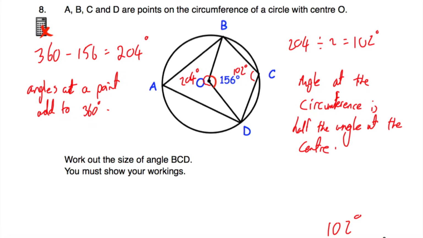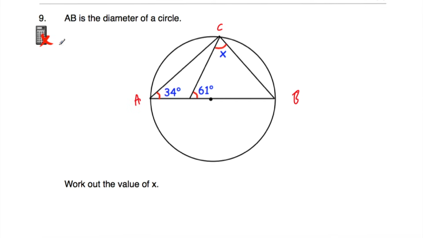Okay, let's have a look at our next question, question number 9. Question number 9 says, AB is the diameter of a circle. So we've got the circle and we've got the diameter, AB. And we've been asked to work out the value of x. We want to find the size of this angle up here.